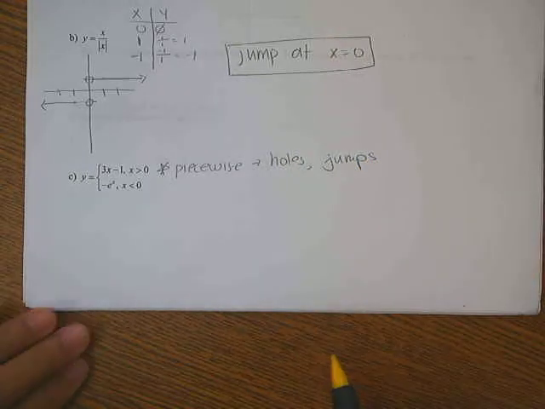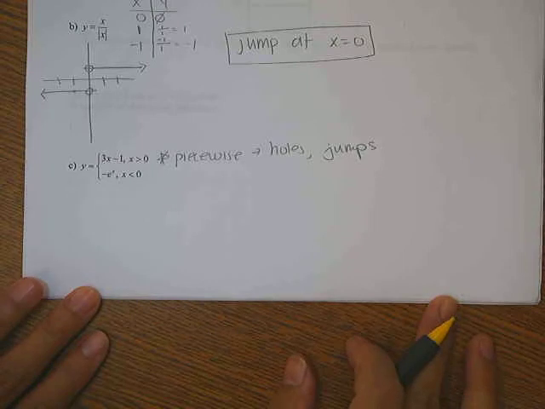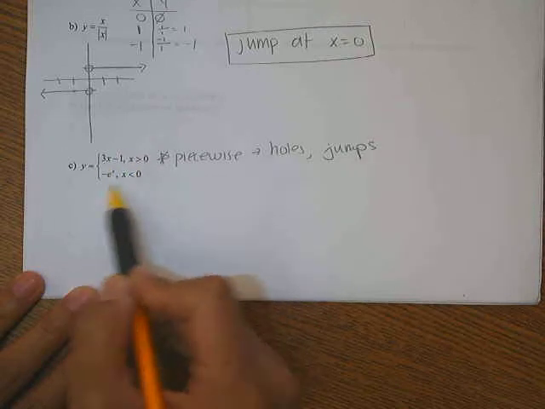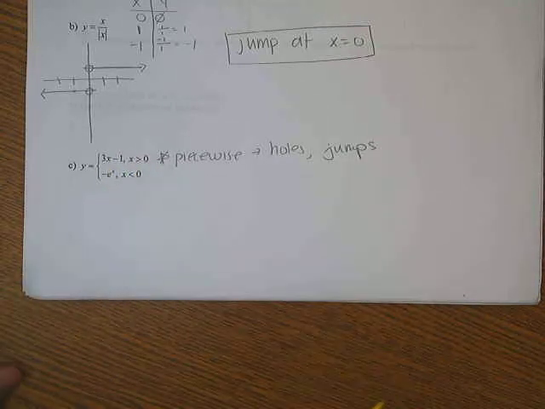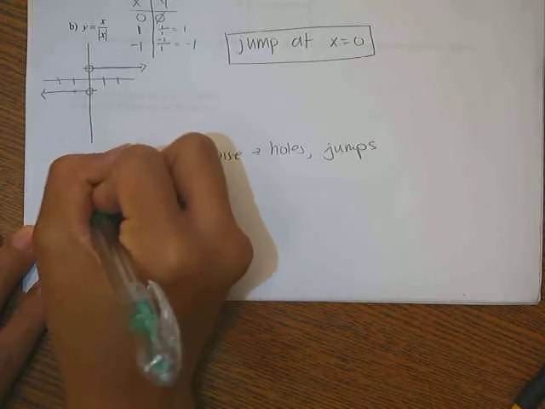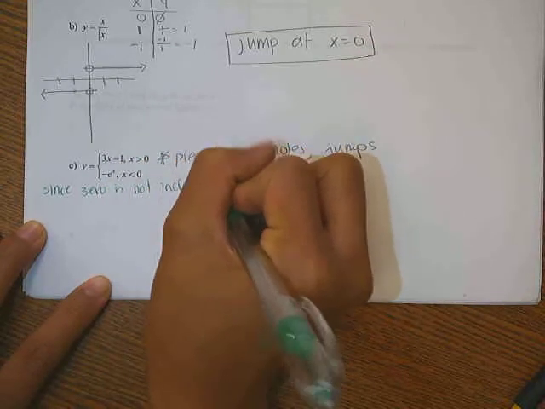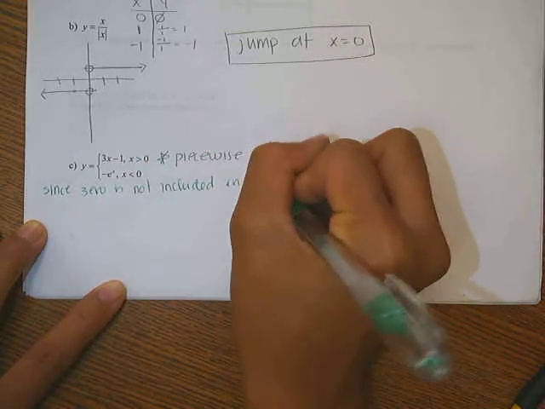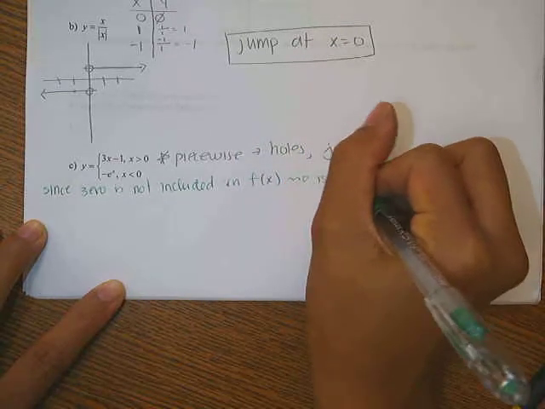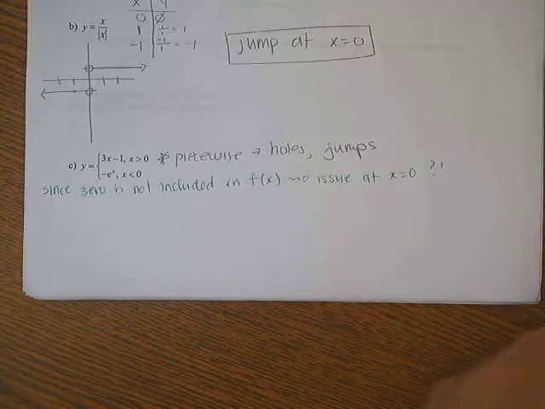All right, here we go. Looks like zero is not included in this piecewise function, so we know we're going to have an issue. Since 0 is not included in f of x, the light bulb goes on: issue at x equals 0. That's really what we need to know.